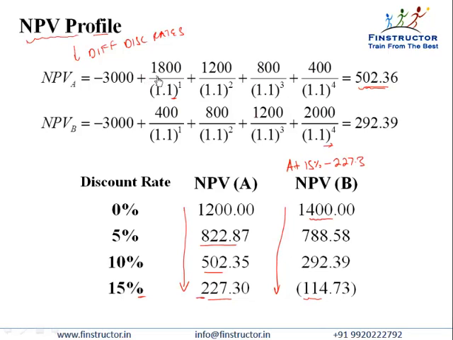So if you notice the two projects, project B actually has higher absolute cash flows. So if we sum up the total cash inflows for project B, it is a number of $4,400, 2,000 plus 1,200 plus 800 plus 400. Whereas for project A, this number is 4,200. But on the flip side, project A has cash flows coming much sooner than for project B.